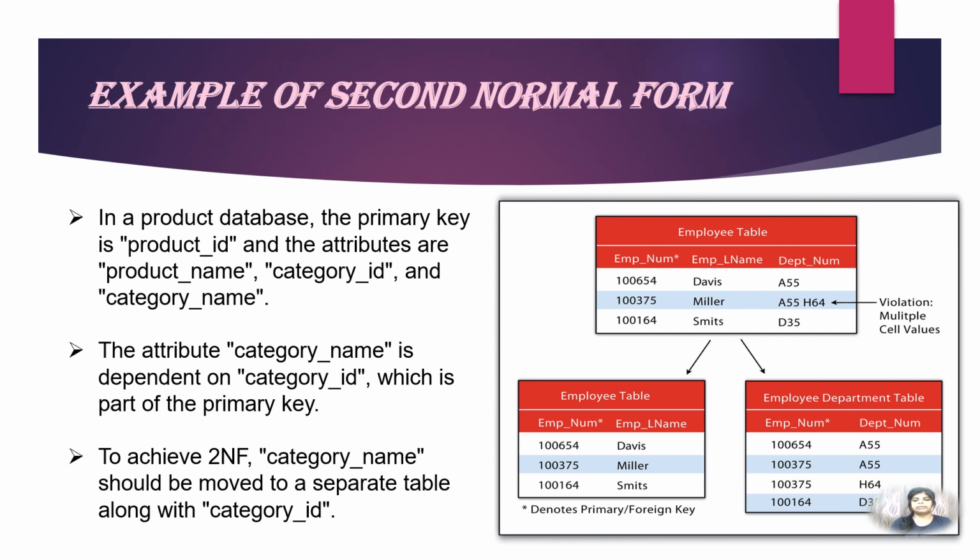Here in the table we can see the employee table: employee number, employee last name and the department number. To separate the primary key, we'll remove the department number and separate it into two tables, employee table and employee department table. In the employee table, we have employee number and employee last name, and in the employee department table, we have employee number and the department number.